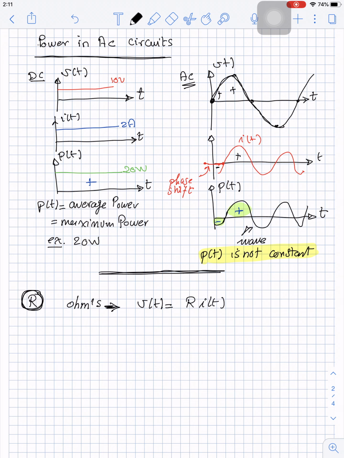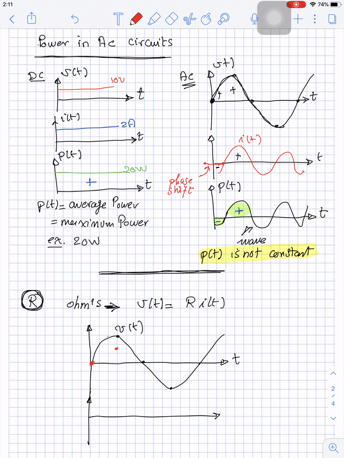So when I is 0, V is 0. When I is max, V is max. So if we need to sketch V and I versus time here, let's say this is V of t and this is time. If we need now to sketch I, when the voltage is 0, I is 0. When the voltage is maximum, I is maximum, and so on. So this is the current.